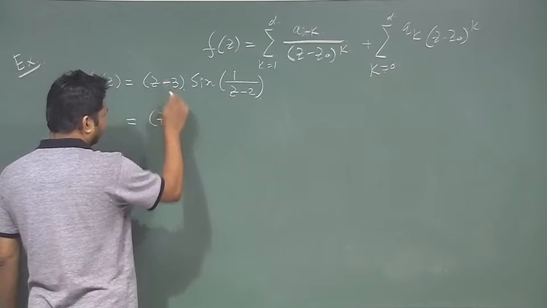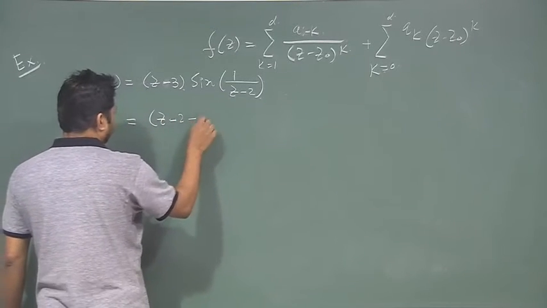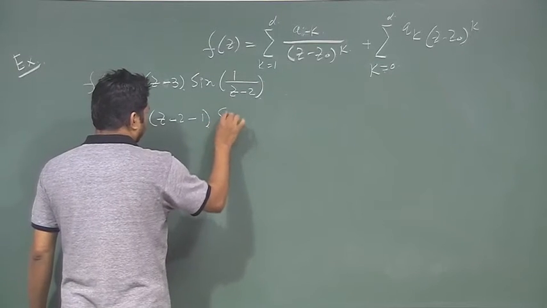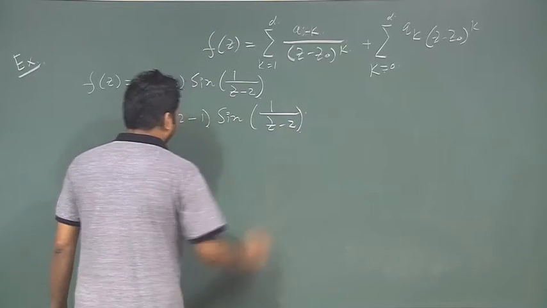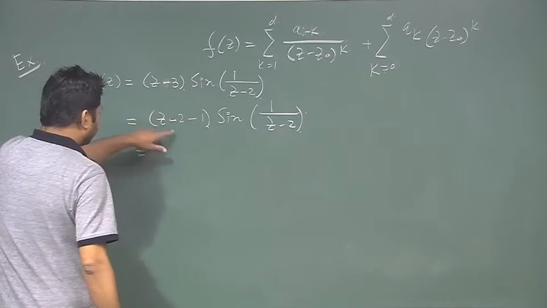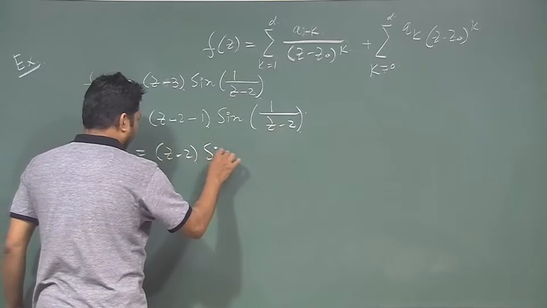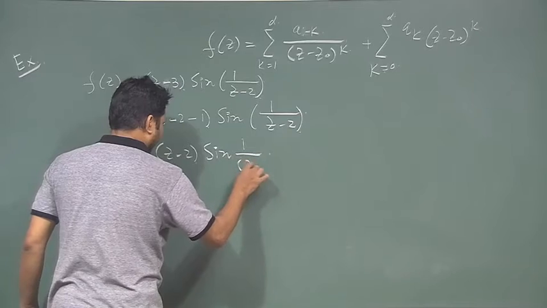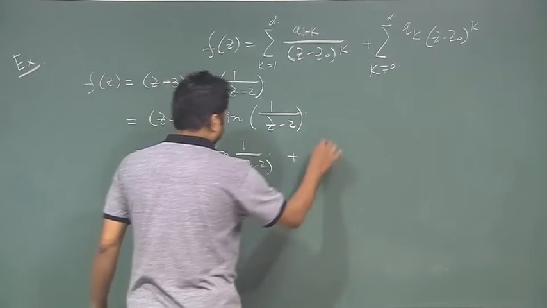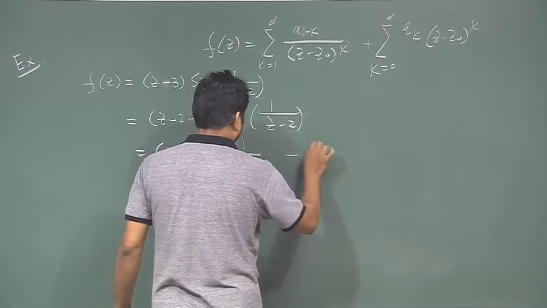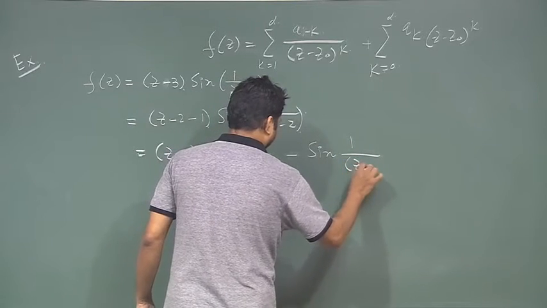So, I can write this z minus 3 as z minus 2 plus minus 1 and then sine of 1 by z minus 2, and then if I multiply I will have z minus 2 sine 1 by z minus 2. This is the first part, and second part is minus sine of 1 by z minus 2.